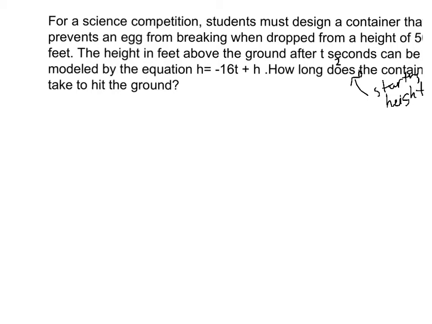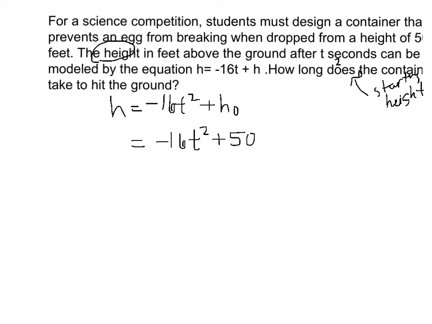How long does it take the container to hit the ground? So we're going to start with our equation. H equals negative 16 t squared plus h naught. H naught is our starting height, so we know negative 16 t squared. We drop it from 50 feet, so that's the starting height, so plus 50. And we want to know when it hits the ground.